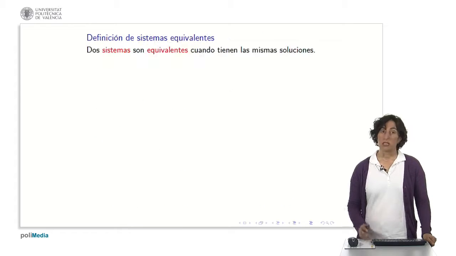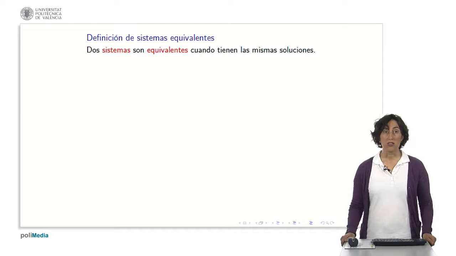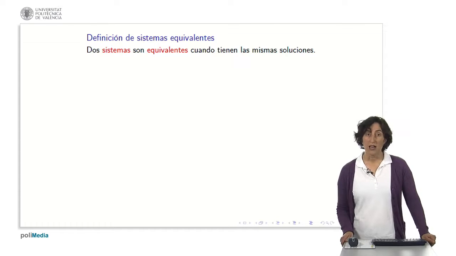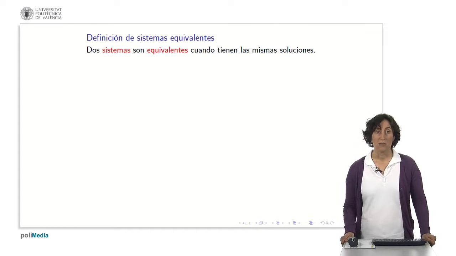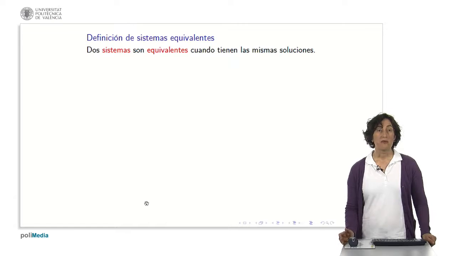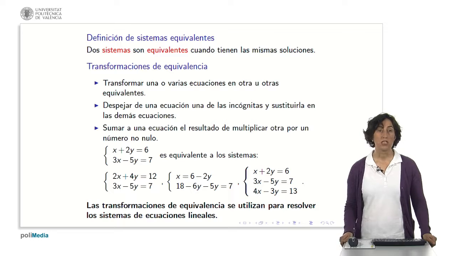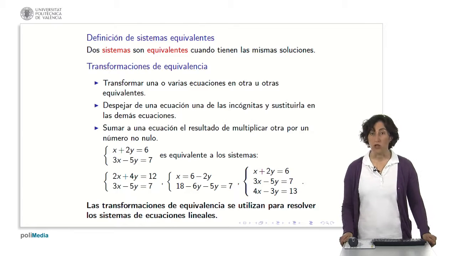Well, we are going to be concerned about finding and classifying the solutions of the system. Then, for this, we are also going to talk about equivalent systems. Two systems are equivalent when they have exactly the same solutions. And what we are going to do is, from a system, we are going to try to build equivalent systems to solve them, or at least to know what kind of systems they are. So, how do we go from a system to an equivalent system? Using, as in linear equations, what is called equivalence transformations.